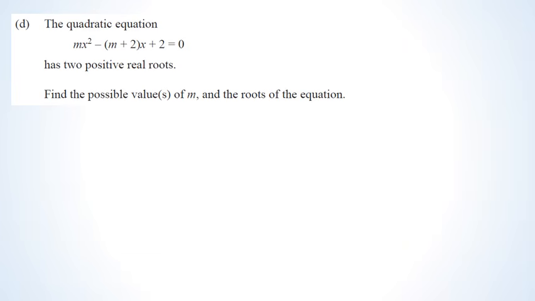There's actually two ways to do this particular question. But I'm going to show you the real quick way of doing it first, which is if it has two positive real roots, that means the quadratic is going to look something like that. What we do know is if it has positive real roots, then b squared minus 4ac has to be greater than 0.